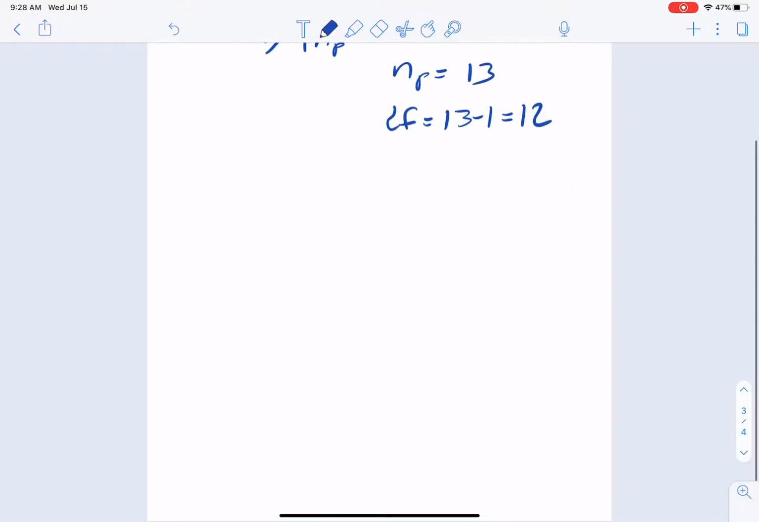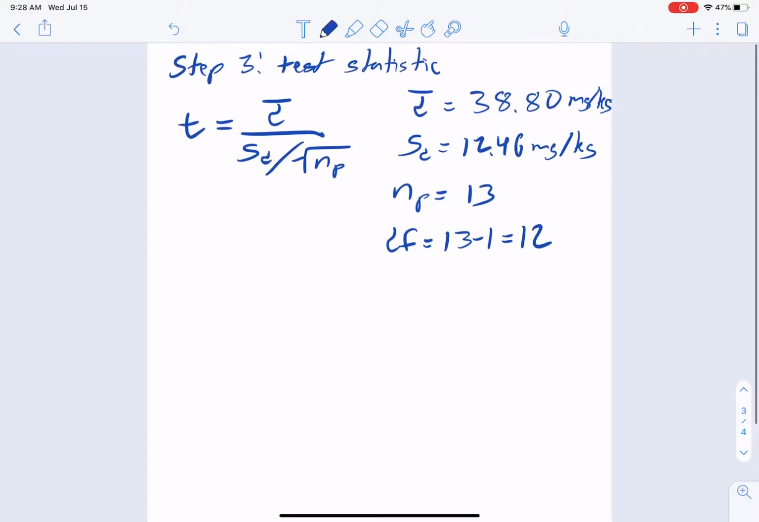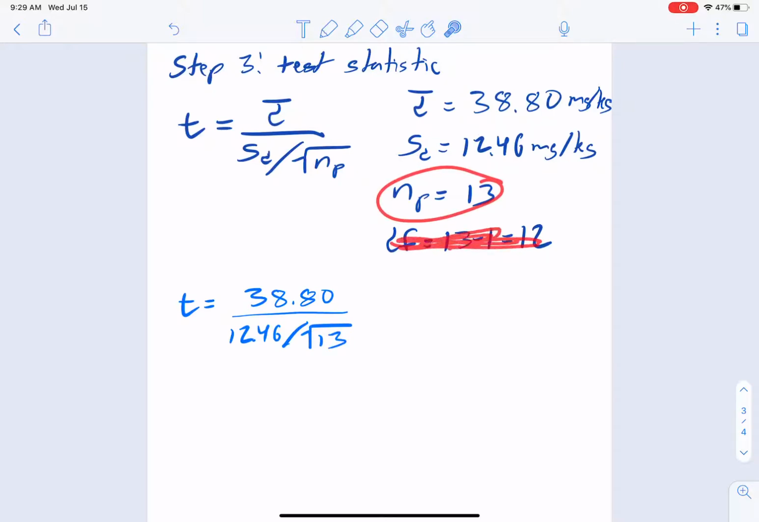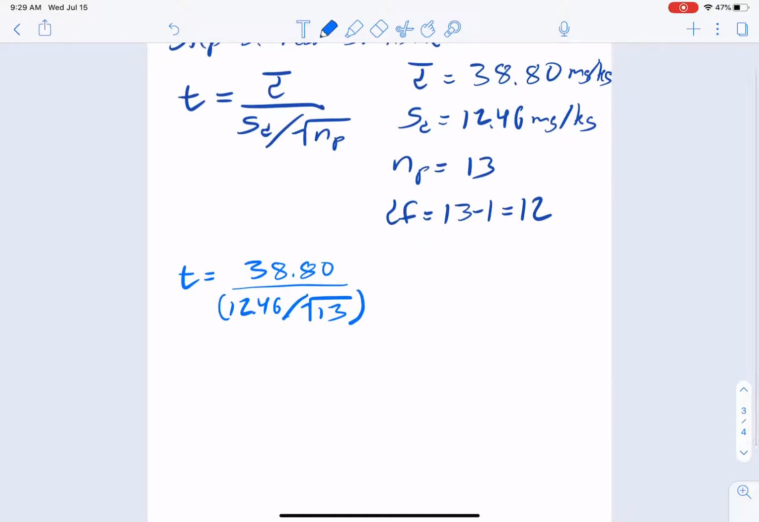Sweet. So let's plug and chug here. So t equals D bar, 38.80, divided by 12.46 divided by the square root of 13. Okay, 13 here. Not looking at degrees of freedom for this equation, only looking at the number of pairs, right? And we'll put all of this under parentheses too, just so we're not getting confused with the order. Cool. So you work that out, and this turns out to be 11.227.